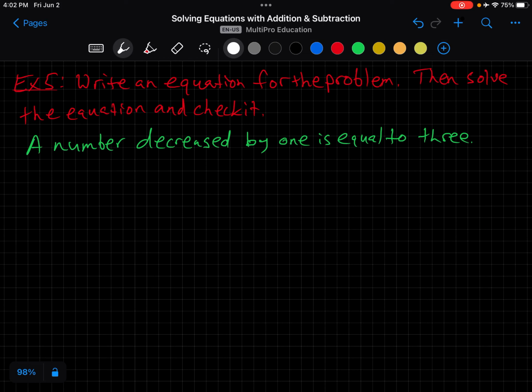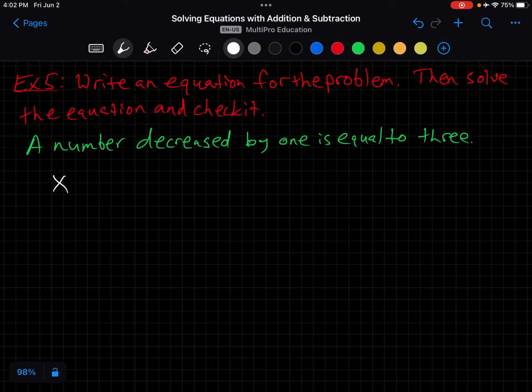So we got a number. So we get to choose whatever letter we want because we don't know what number this is. It doesn't say what the number is. So if you ask a girl for her phone number and she doesn't tell you, you don't know what the number is. So it's a variable at that point. So we can choose any variable. We'll choose x. Okay? X is always a pretty good variable. It marks the spot.